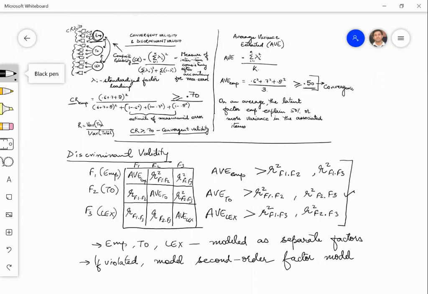You can do this for dimensions of a construct. You can also do it for different constructs that are there in your model. So we'll test it for one construct, that is our leadership construct, and then we will also test it along with other constructs.